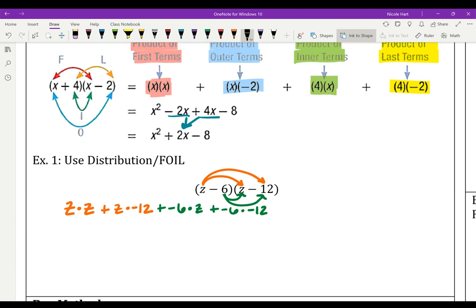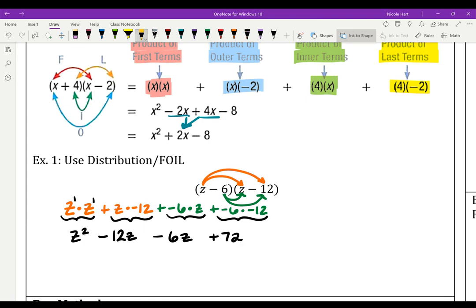I'm going to go through and simplify this multiplication. Z times z is z squared. Remember, those each have a little tiny exponent of 1. You add the exponents together when you are multiplying, or you just ask yourself, how many z's do I have? And that's your exponent. And then we have z times negative 12 gives us negative 12z. Negative 6 times z gives us minus 6z. And then negative 6 times negative 12 gives us a positive 72.